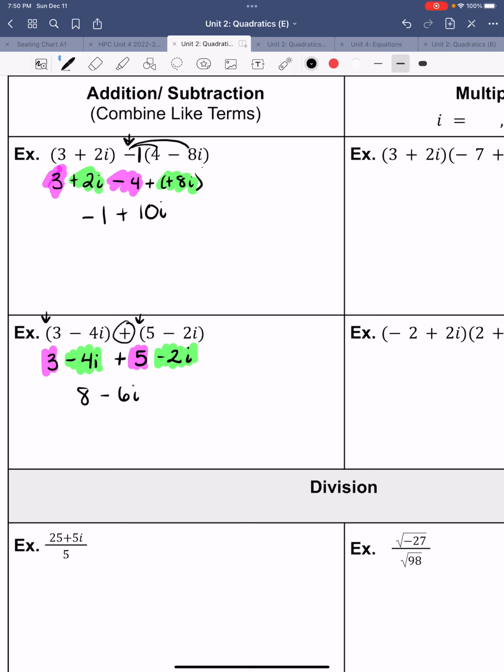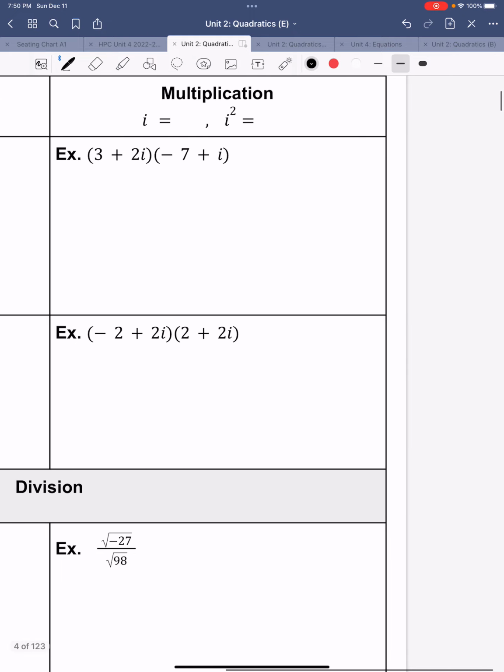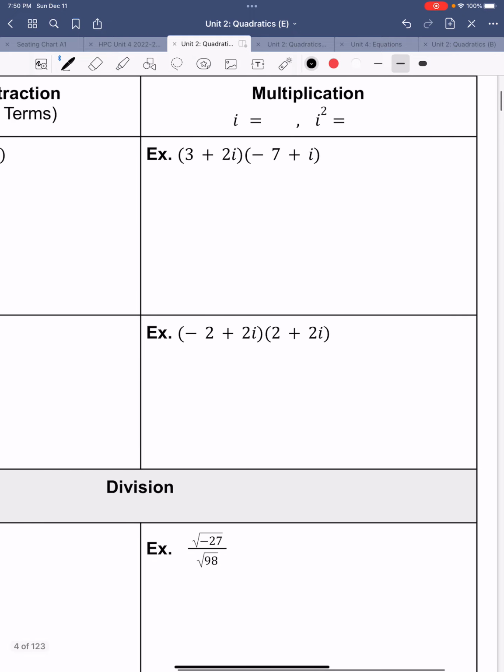So again, same thing as we did with like terms. For multiplication, it's going to be the same thing that we've been doing with variables. So we've been dealing with x plus 2 multiplied by x plus 4. Same exact thing. You can use a box, you can use FOIL. We're still just multiplying a binomial, a two-term polynomial, by another binomial. The only change is up here.